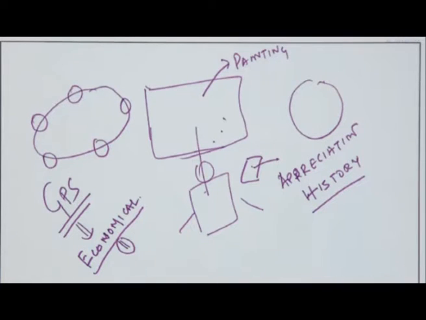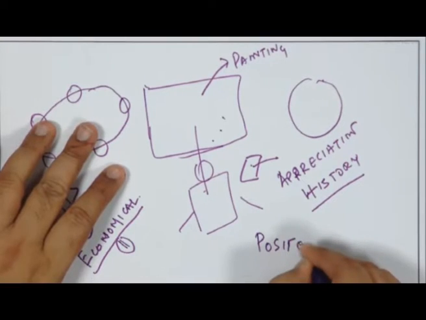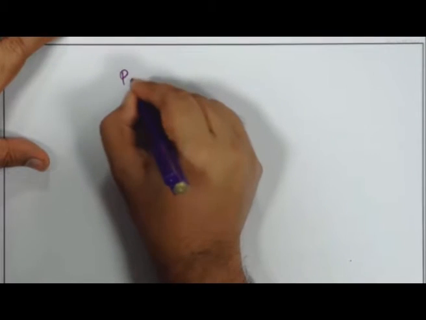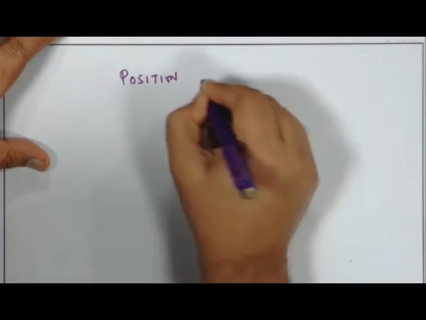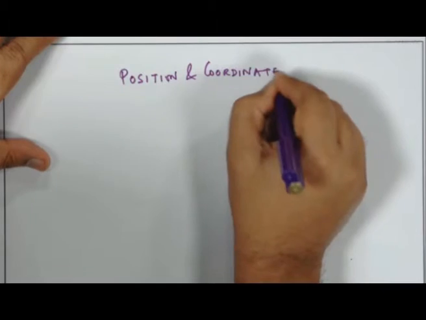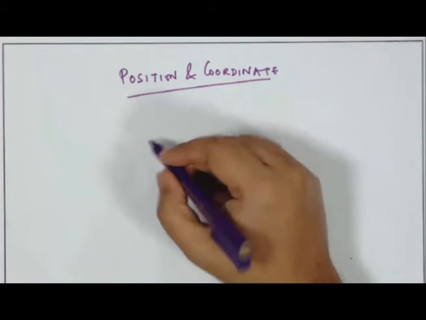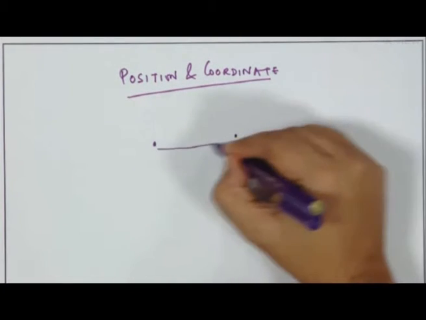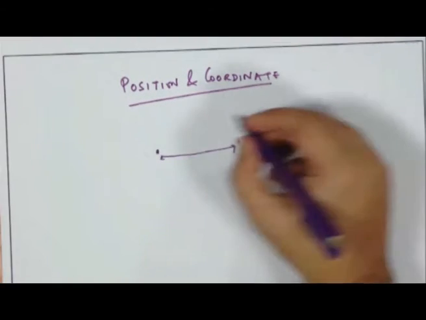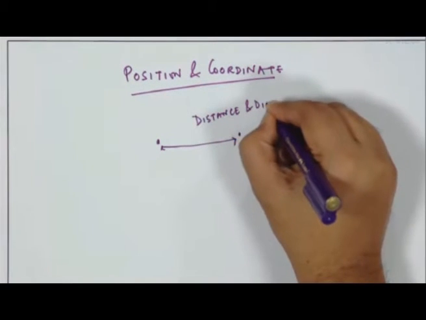So what are the four primary functions of GPS? One is position and coordinate. Let us write that down: position and coordinate. And then the distance and direction between two waypoints. So you can have the distance and direction between two waypoints.